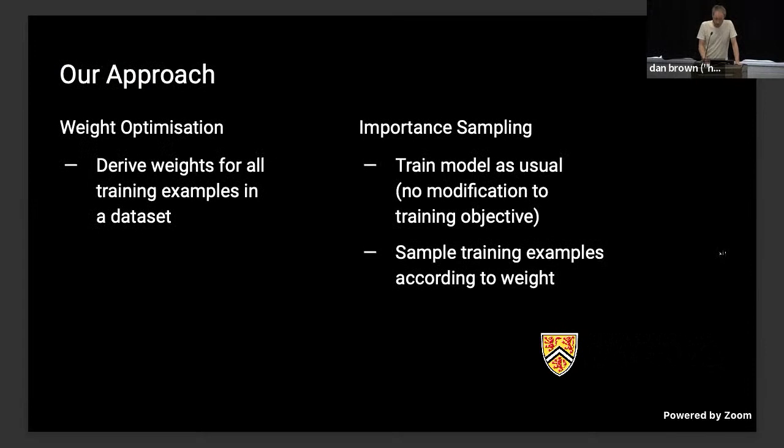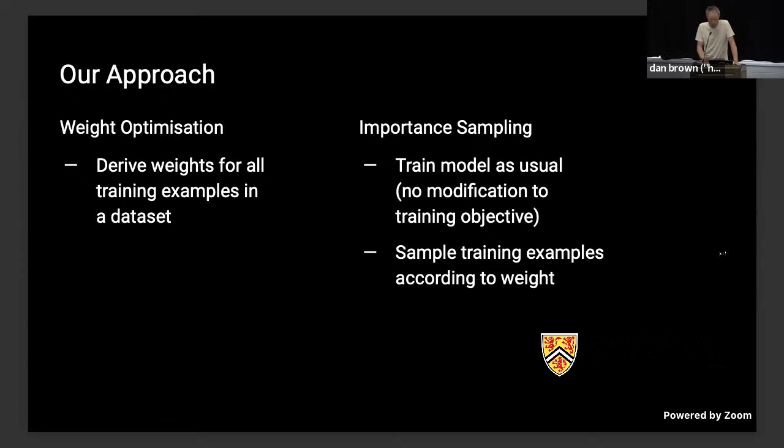It consists of two parts, really quite straightforward. On the one hand, weight optimization. We derive an importance weight for all of the training examples in a data set, and then we use these weights in the training of our model. So just an importance sampling scheme.